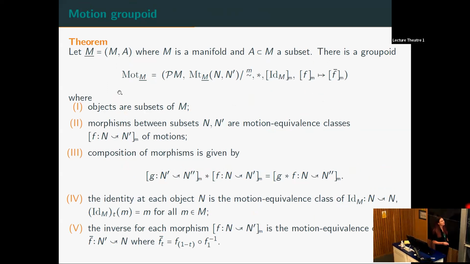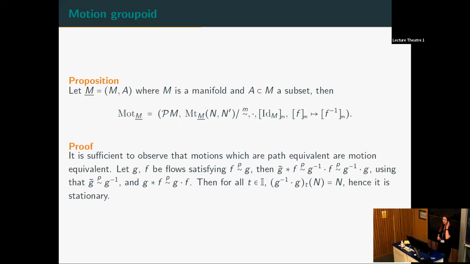So we have a groupoid, with objects the power set, motions up to this motion equivalence, star composition, this identity, and this f bar as our inverse map.